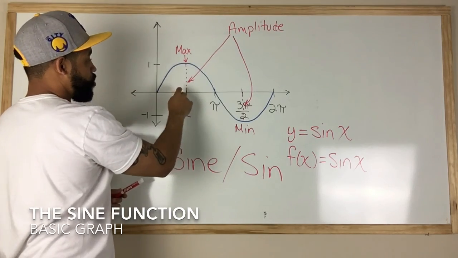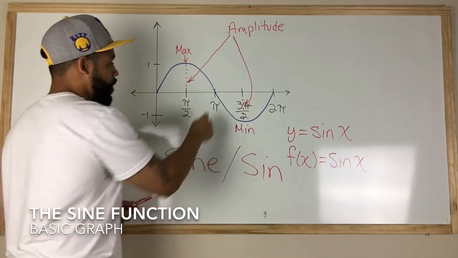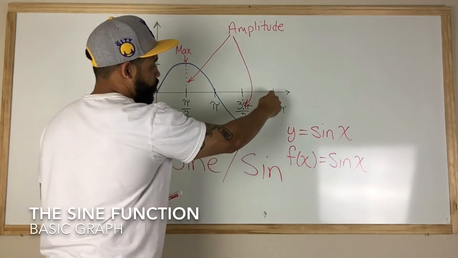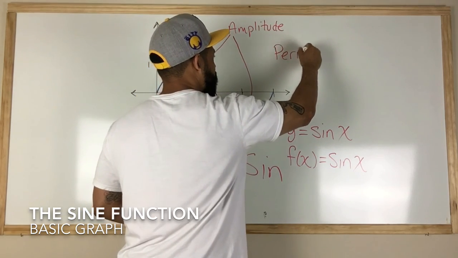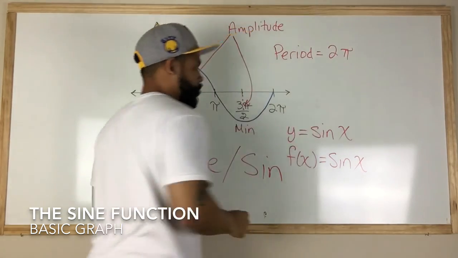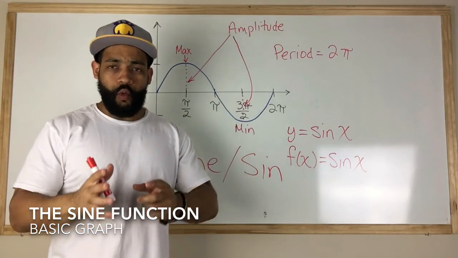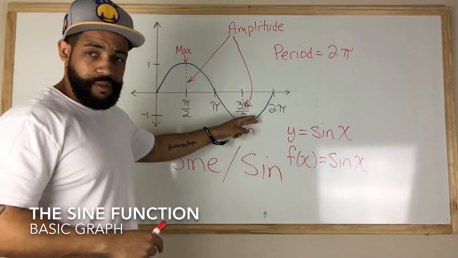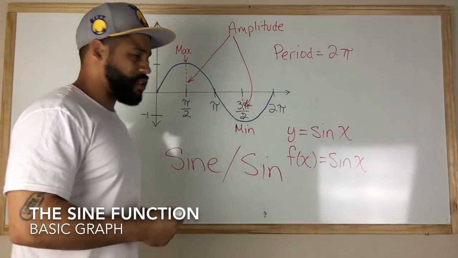Notice here the amplitude is 1. It goes from 0 to 1, and here 0 to negative 1, okay? And then we come back down to the minimum point at 3 pi over 2 radians, and then we go back to the center at 2 pi. So the period for the basic sine function equals 2 pi, okay? So the period is nothing but the length of a full wavelength. That means it goes from the center to the maximum point, back to the center, to the minimum point, back to the center, okay?